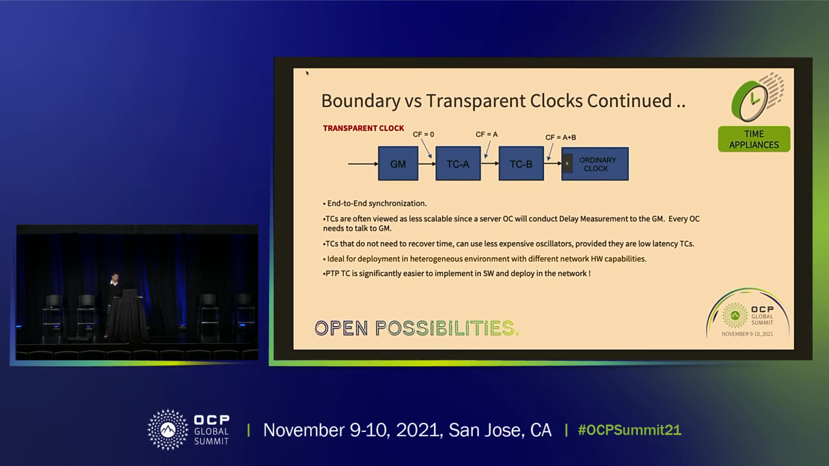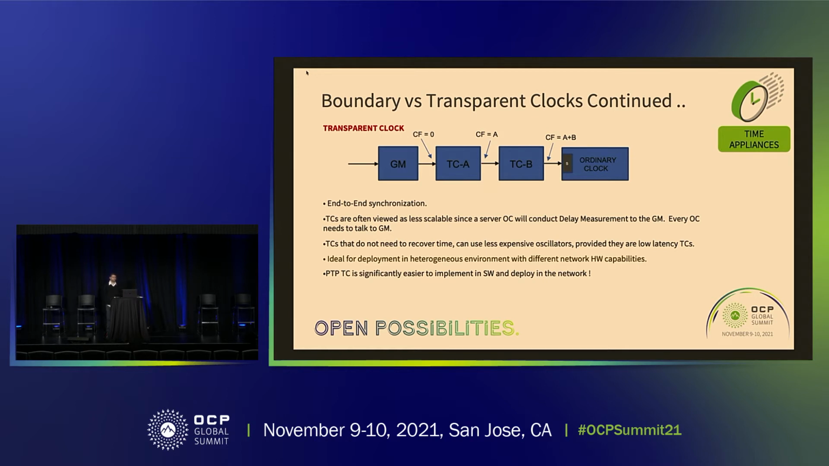The transparent clock works the same way. Basically, there is a CF, the correction field, which is the offset that gets into the packet. It is calculated on every node, and every node inserts its residence time into the PTP packet, into the CF field. As the packet progresses across the chain, across the whole data center, that offset keeps getting added up so that the ordinary clock knows the exact offset to use to calculate the time.